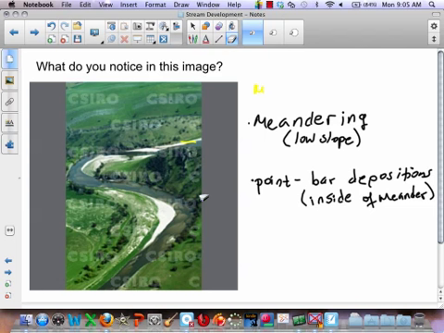On the outside of the meander, the outside is always going to have that down cut, and it's going to erode away at the outside of the turn. Now, let's talk about the physics behind this.